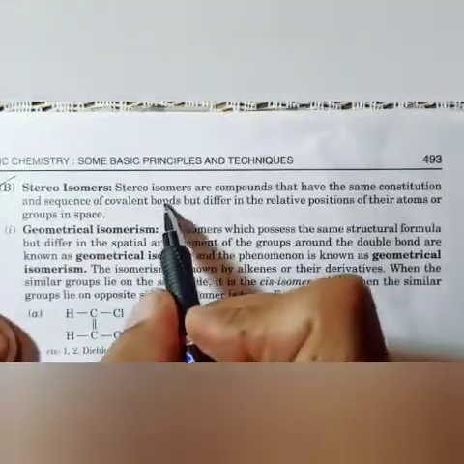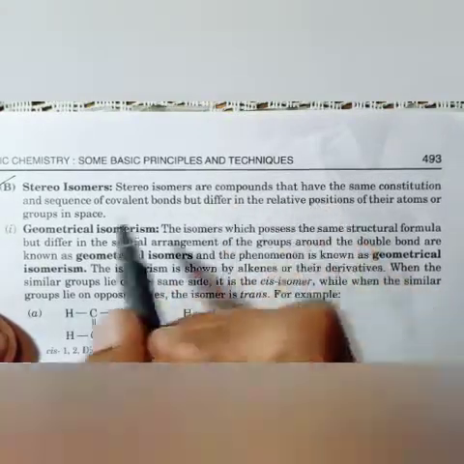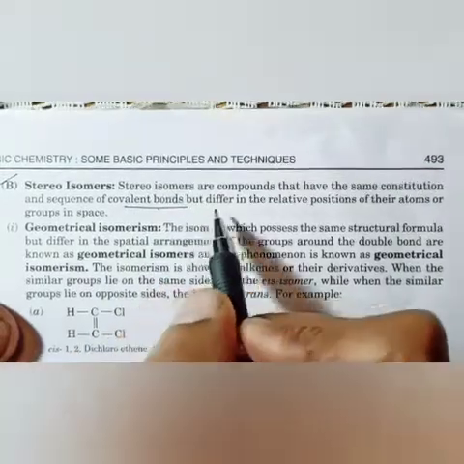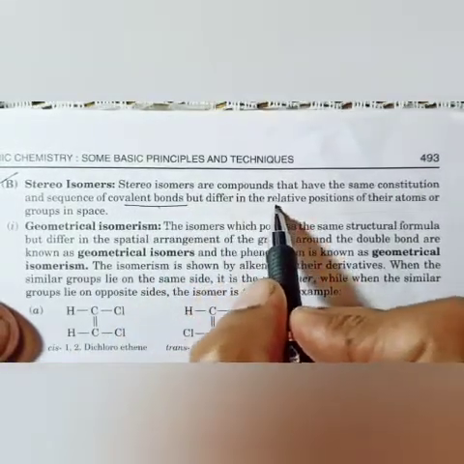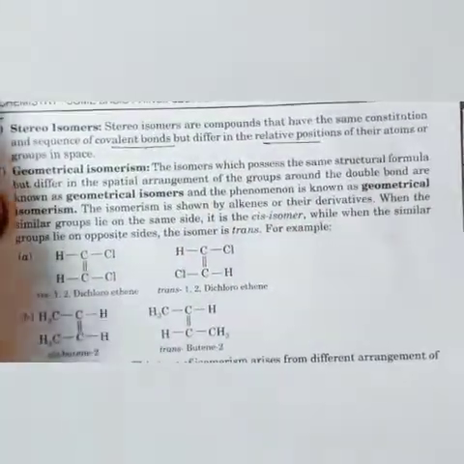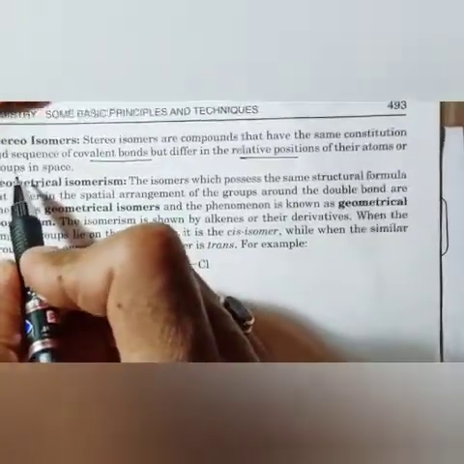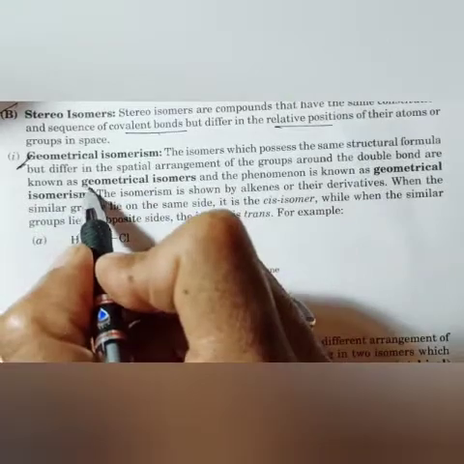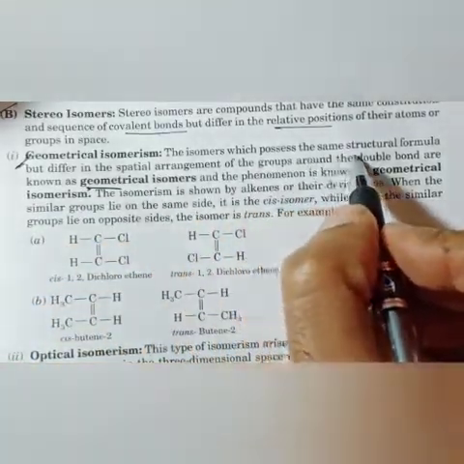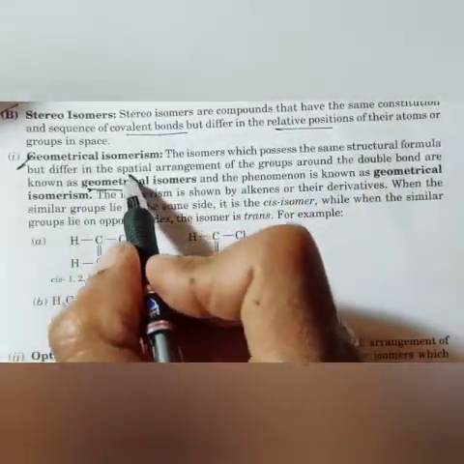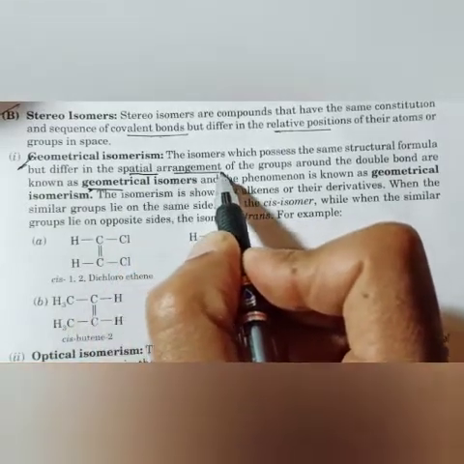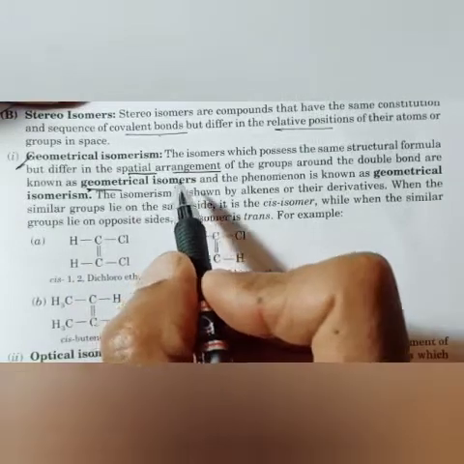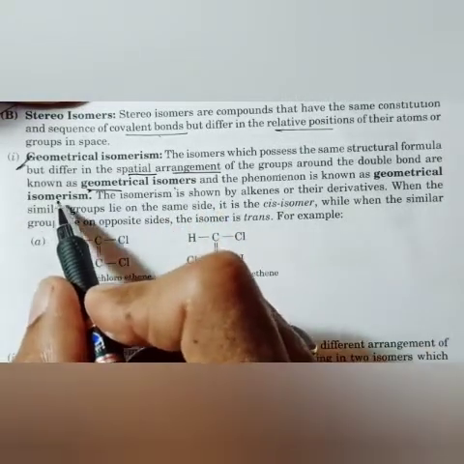In stereoisomerism, it is the isomerism of compounds that have the same constitution and sequence of covalent bonds, the same chemical formula, but differ in the relative position of their atoms or groups. First is geometrical isomerism, as the word geometry suggests. The isomerism which possesses the same structural formula but differs in spatial arrangement of groups around the double bond is known as geometrical isomerism.